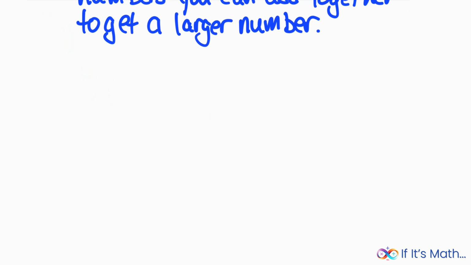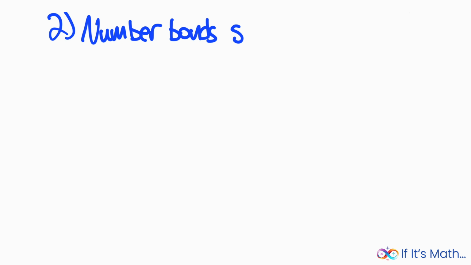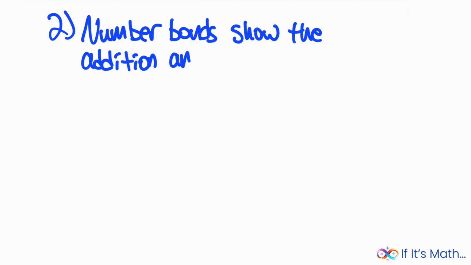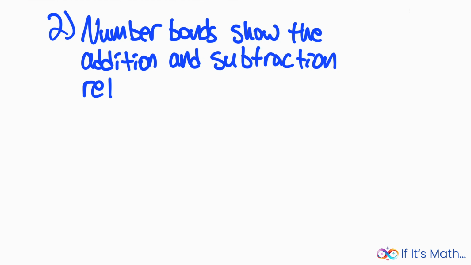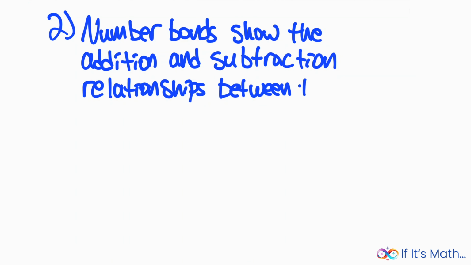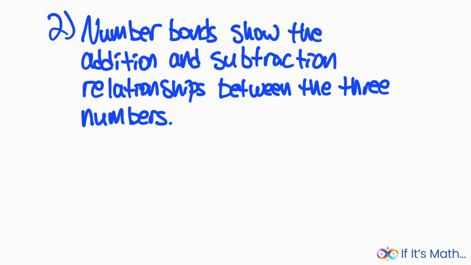When you think about the second aspect, and this is getting into why you're doing it in the first place, the number bond shows the addition and subtraction relationships that exist between the 3 numbers in the bond. So it shows you 2 numbers that add up to the larger number, and then what are the addition and subtraction relationships by following the different paths that are there in that number bond.